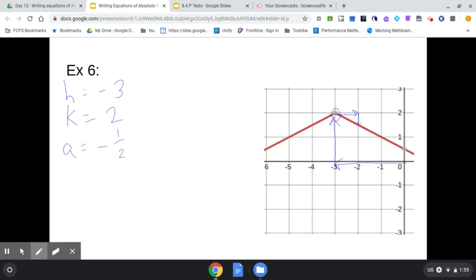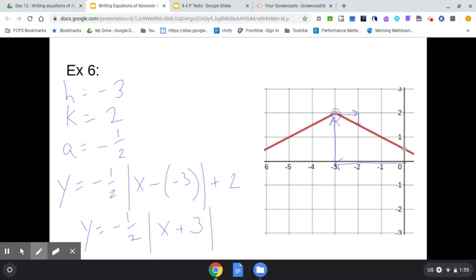So A is -1/2. Plugging those values in, we have A, -1/2, times the absolute value of x minus h. H is -3, plus k. K is 2. Cleaning that up a little bit, y equals -1/2 times the absolute value of x minus a -3, which makes plus, since minus a negative is positive, and then plus 2.